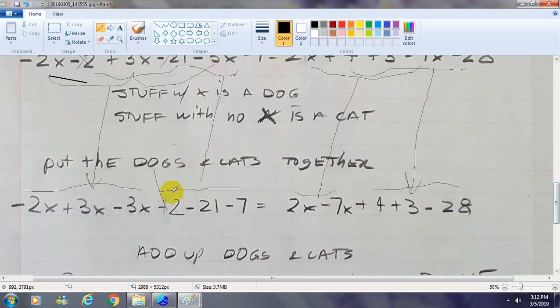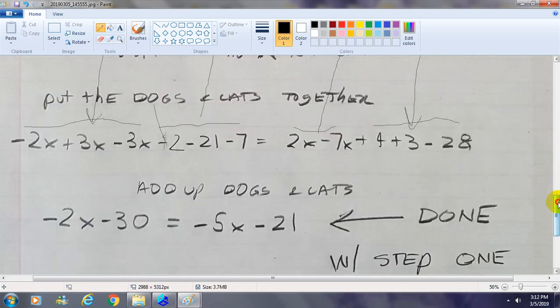Okay, anyway, so now we lined up all the dogs and the cats, right? And now we have to add them up carefully. This is where you use the calculator. Okay? So, in your calculator, you go negative 2 plus 3 minus 3. And that gives you a negative 2. Make sure you type that negative 2. And then you have these things, negative 2, negative 21, negative 7. So you go minus 2, minus 21, minus 7, and that gives you a minus 30.